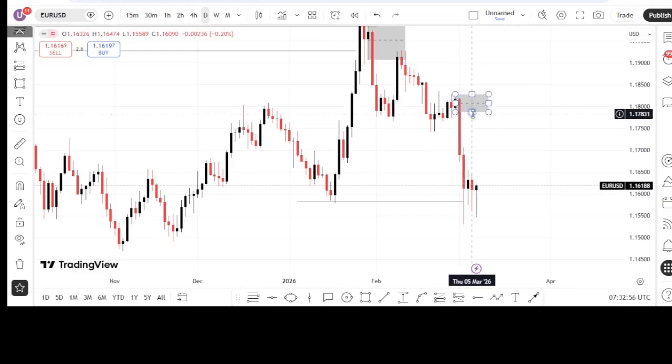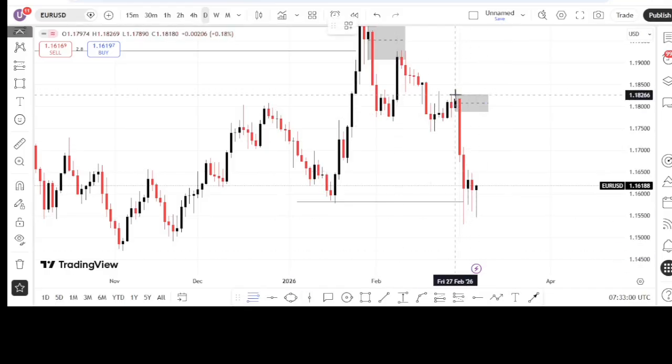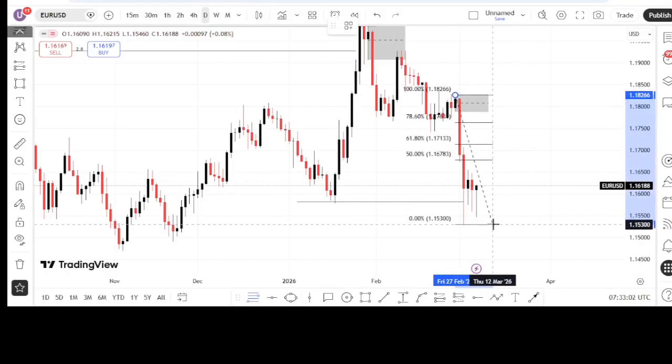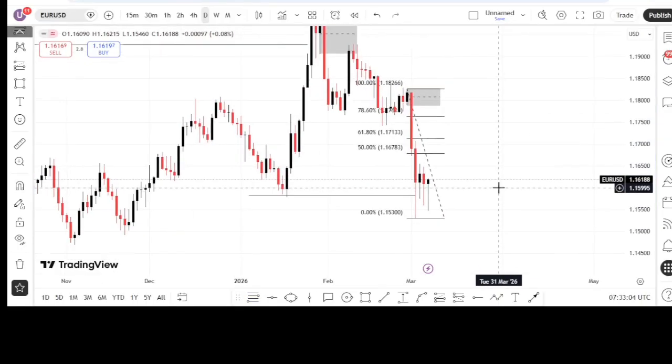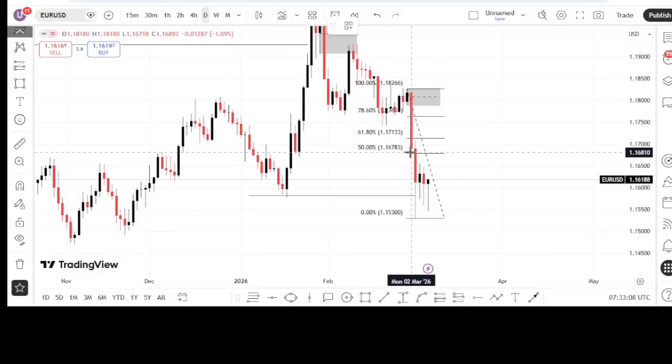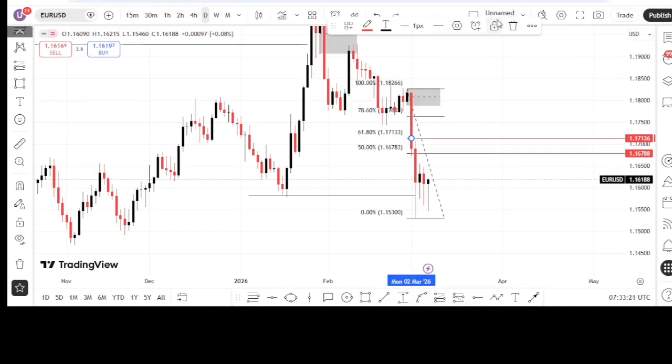It is unmitigated, and when I plot my fib from this highest point down to this lowest point, I can see that we have here as our 50%, the 50% Fibonacci retracement level. I keep it this way, and this is our 61. I'm marking all these levels with a trend line, and this is our 78.